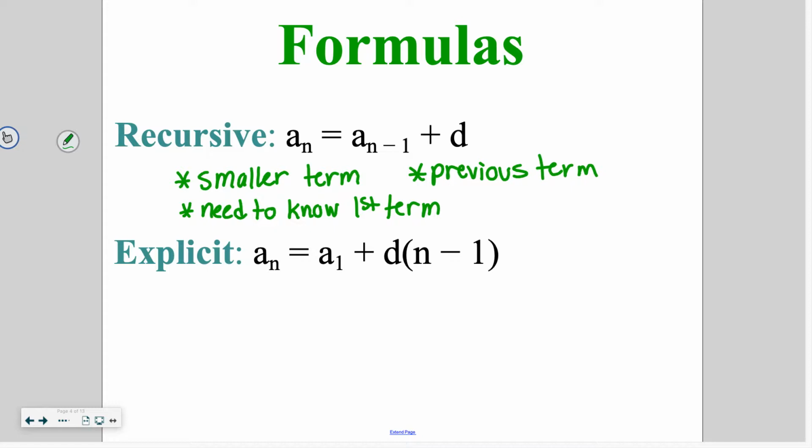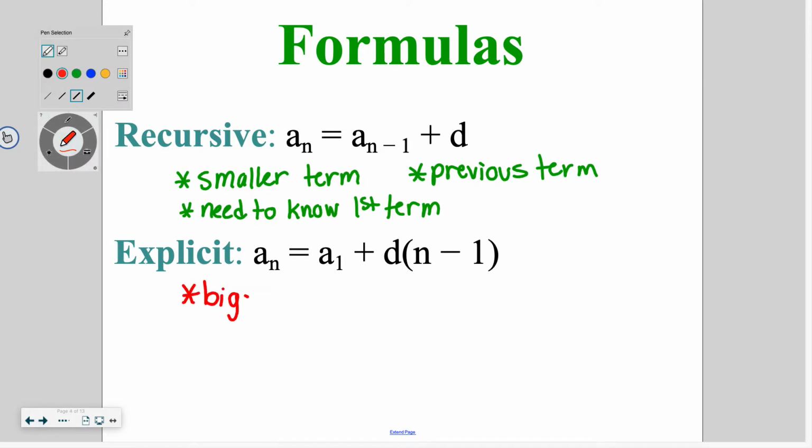The explicit formula, which is much more practical, allows you to find any number. Same thing here, but it doesn't require you to know the number before it. So any number is equal to the first number plus the common difference, and then in parentheses, n minus 1, so that's our term number minus 1. So this one works really well when you're finding bigger values, so bigger terms.